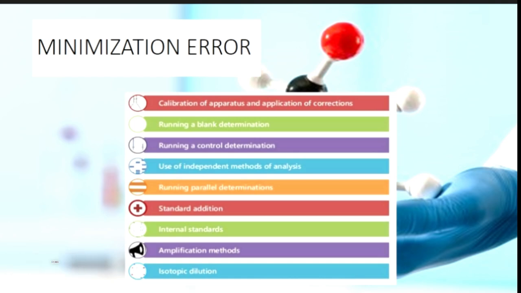To minimize the error, we should calibrate the apparatus and apply the correction. There may be precipitate or small impurities in the apparatus. So we should calibrate the apparatus, and the correction should be applied to it. This way we can minimize the error.